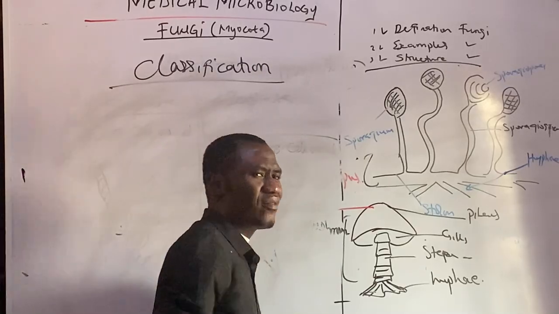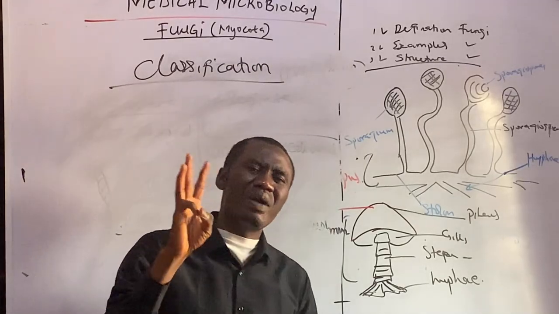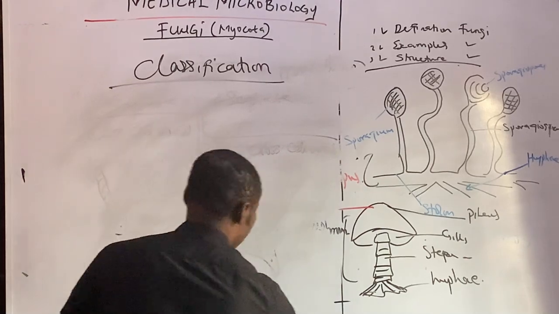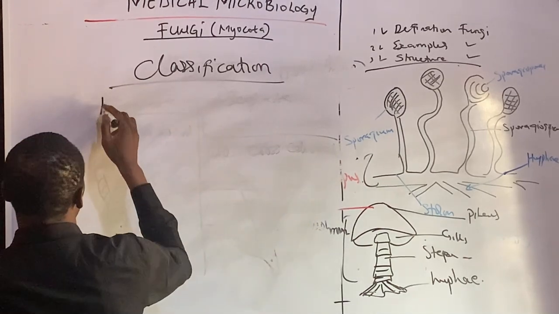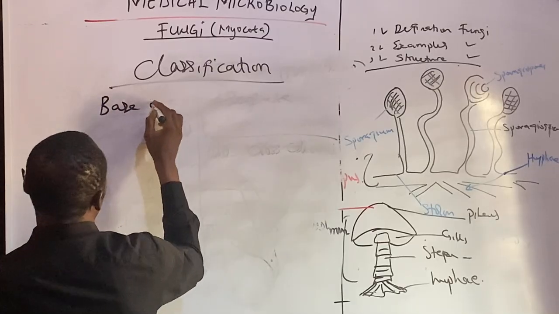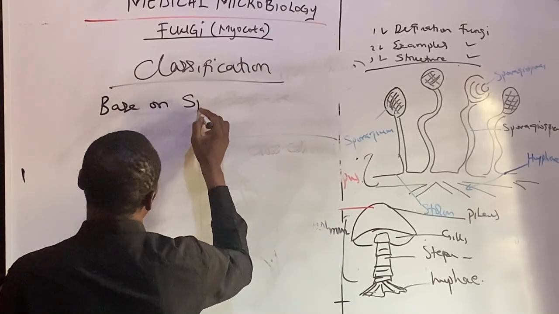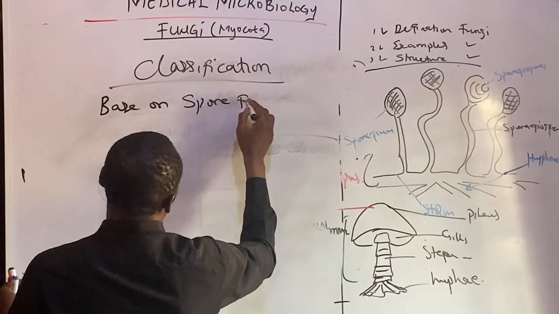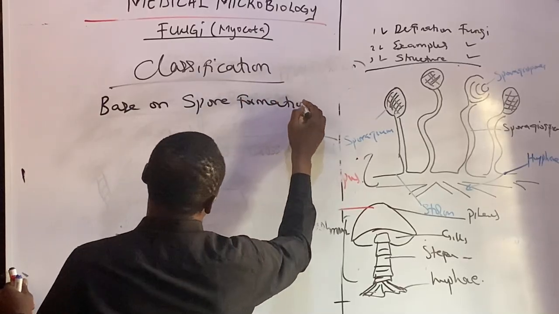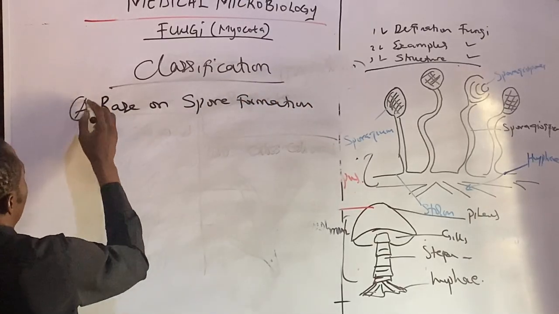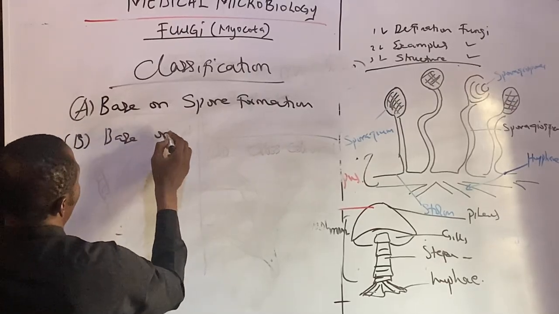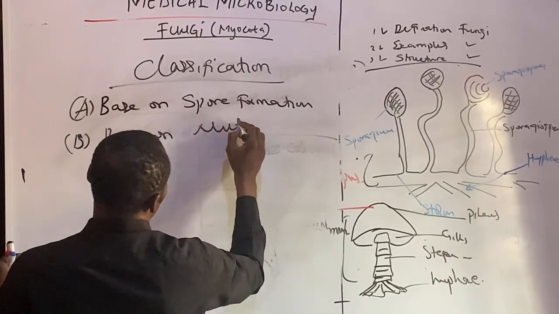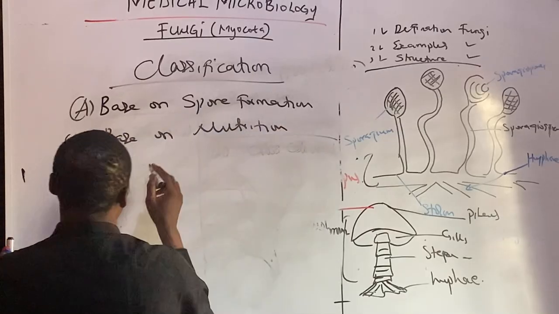How do we classify fungi? We classify fungi based on two things. Number one, my pens are fainting. Number one, based on spore formation. Let's call this one A. Then B, based on nutrition. Now let's pick up the first one.